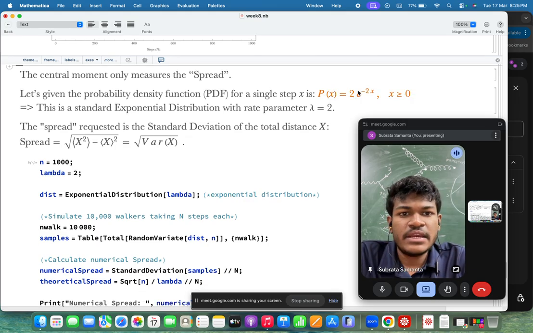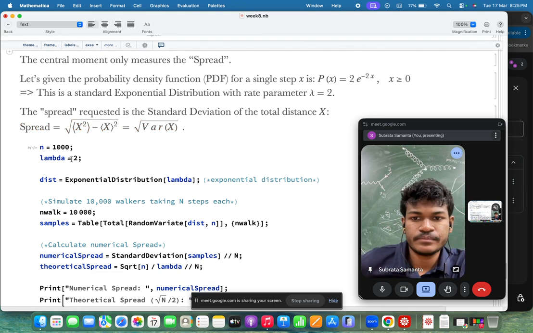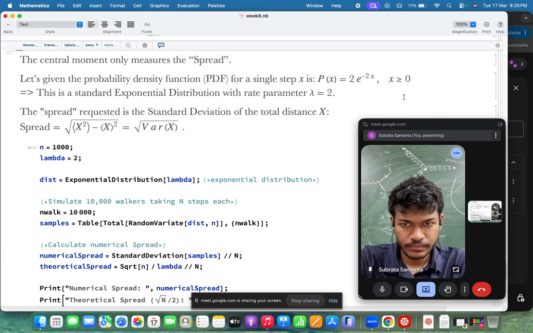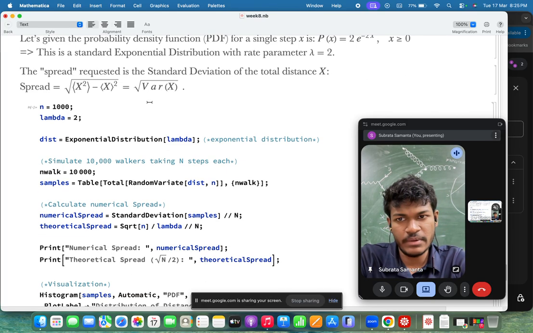This is a standard exponential distribution with a rate parameter lambda equals 2, and I calculate the spread, which is the standard deviation, x square average minus x average square, the square root of the variance of x. That is my spread. This exponential distribution is defined only on the positive side, because x is greater than 0. So, in this case the mean is not 0, the x average is not 0.